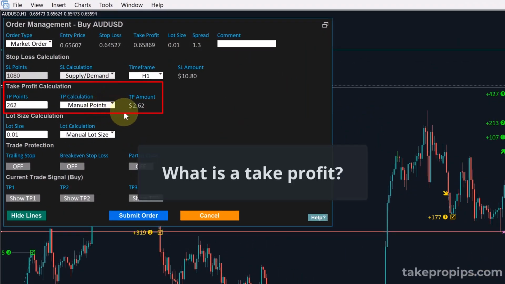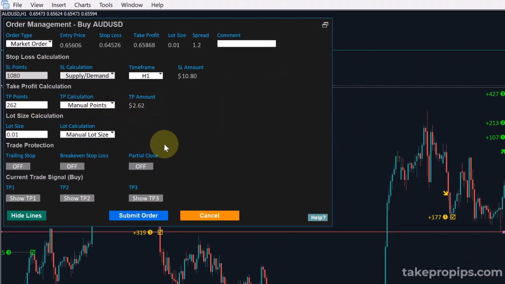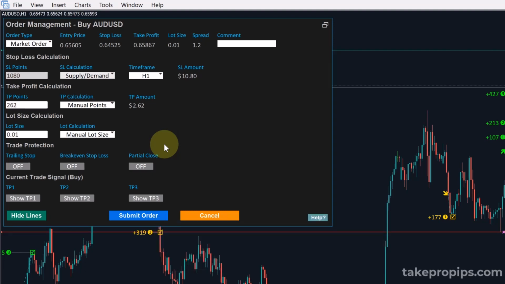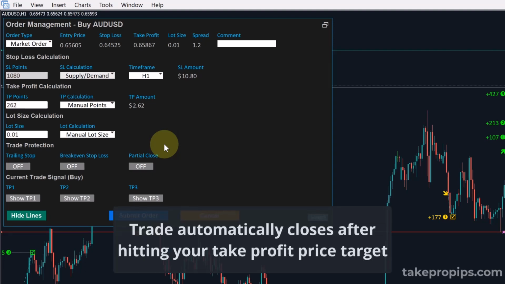First things first, what's a take profit? Simply put, it's the opposite of a stop loss. While a stop loss limits your losses, a take profit locks in your profits. You set a point where, if the market hits it, your trade automatically closes, and you pocket the profits.